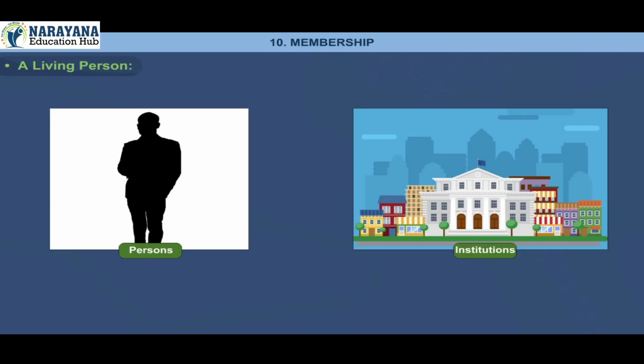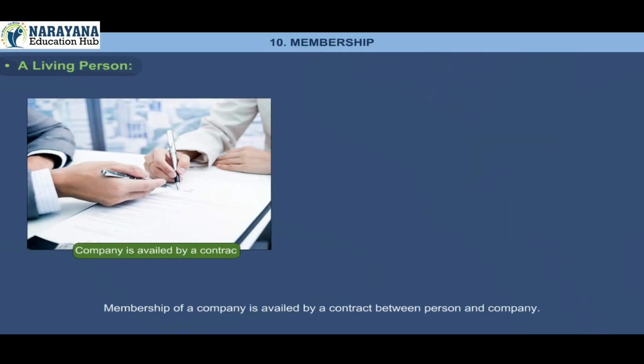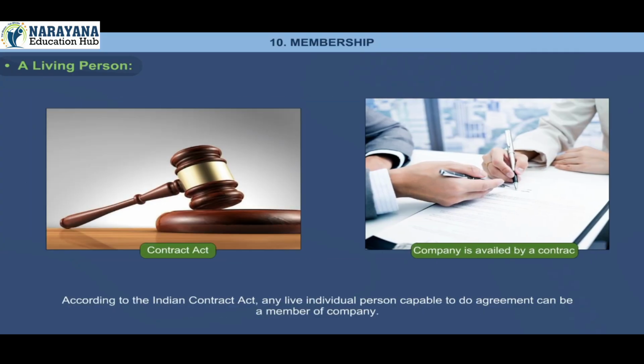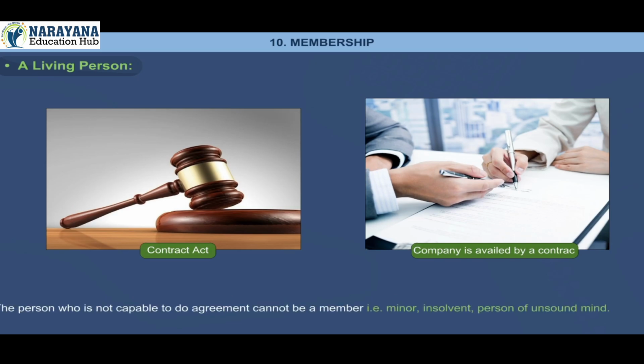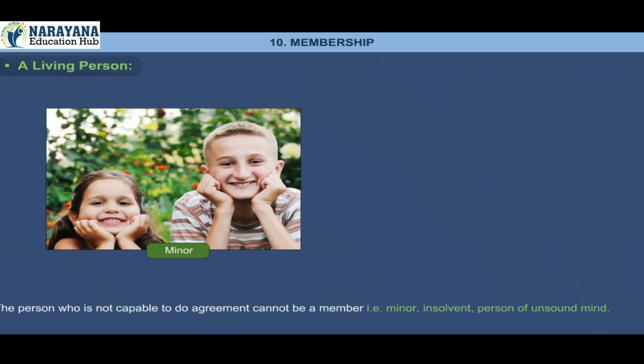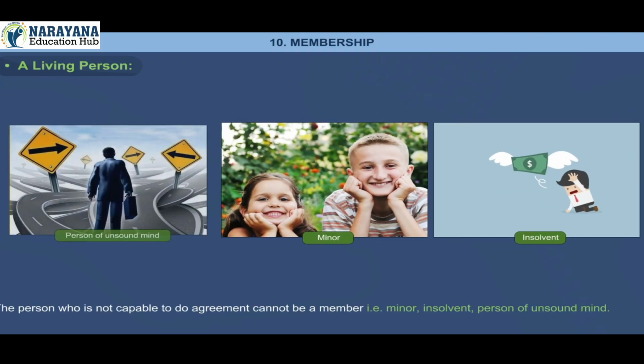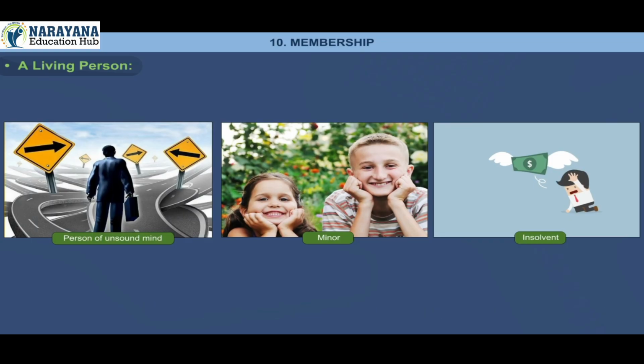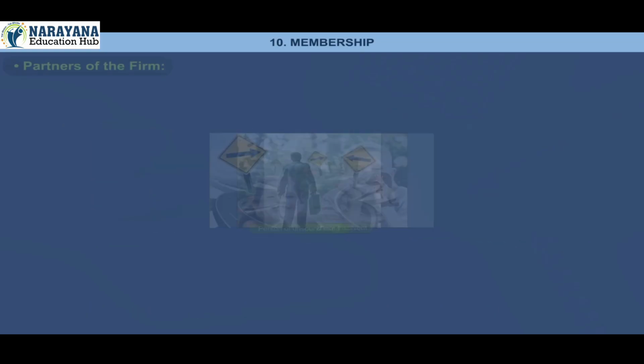A living person. Membership of a company is availed by a contract between a person and the company. According to the Indian Contract Act, any living individual capable of making an agreement can be a member of a company. A person who is not capable of making an agreement cannot be a member, that is, a minor, insolvent, or person of unsound mind. Under certain circumstances, the Indian Act has accepted that minors also may be members.